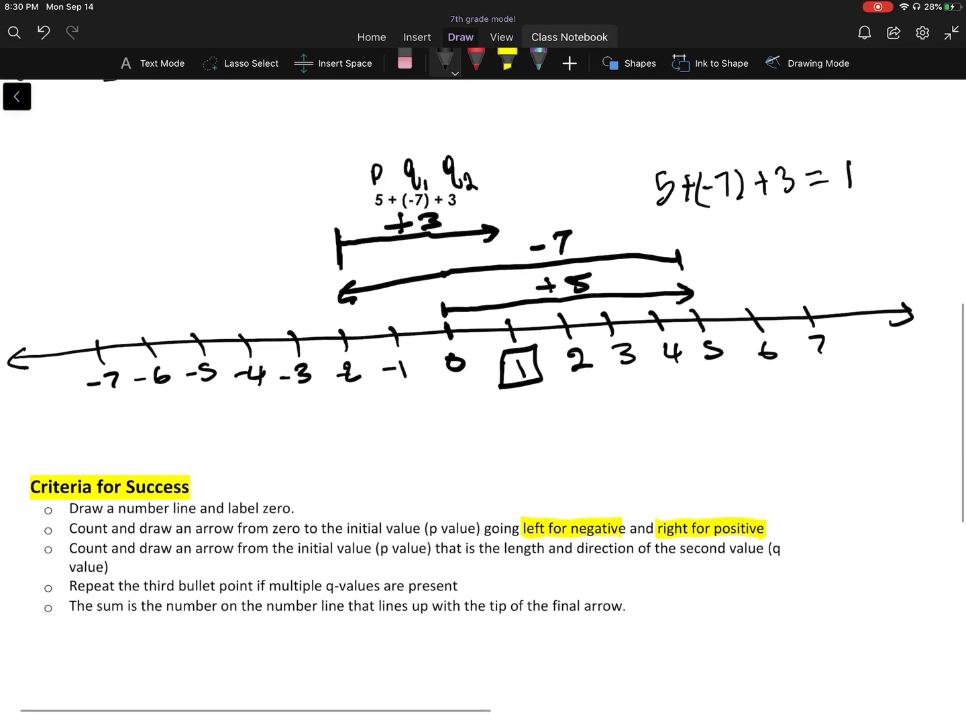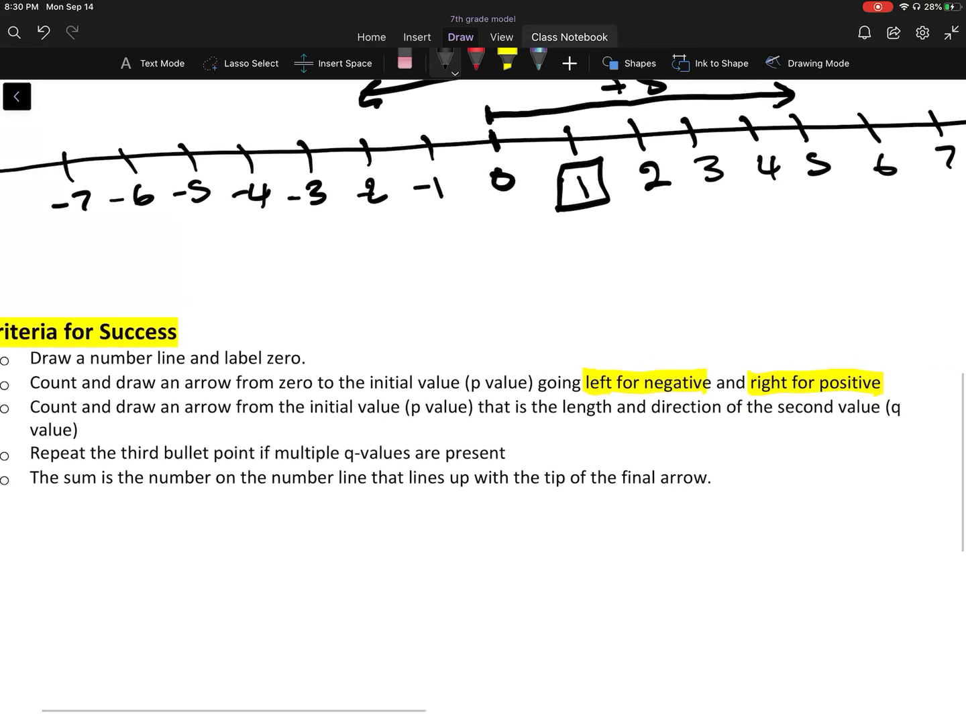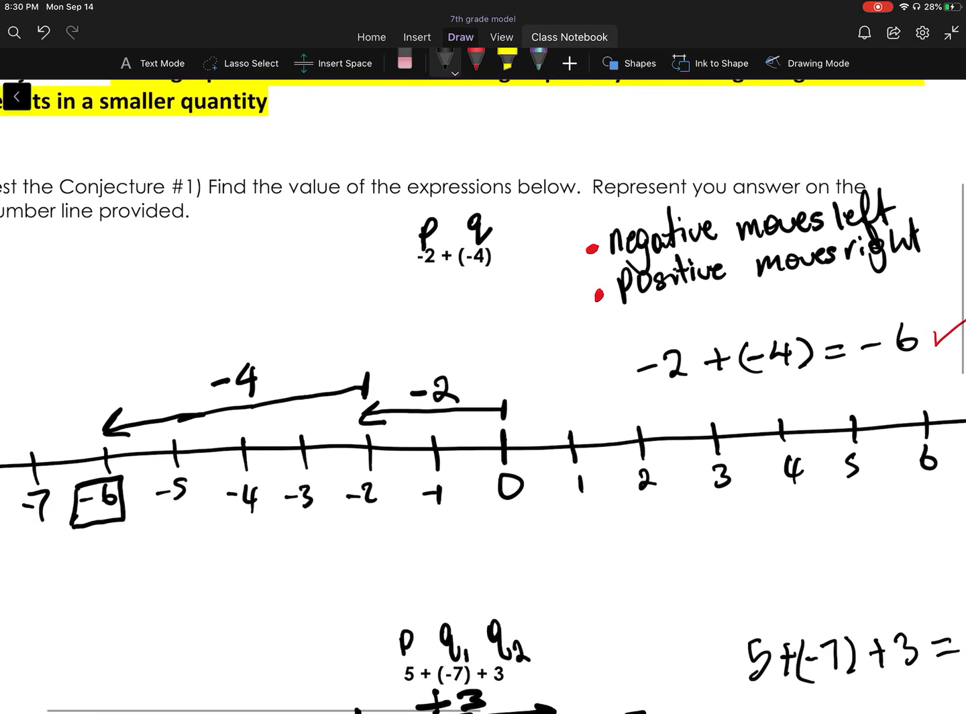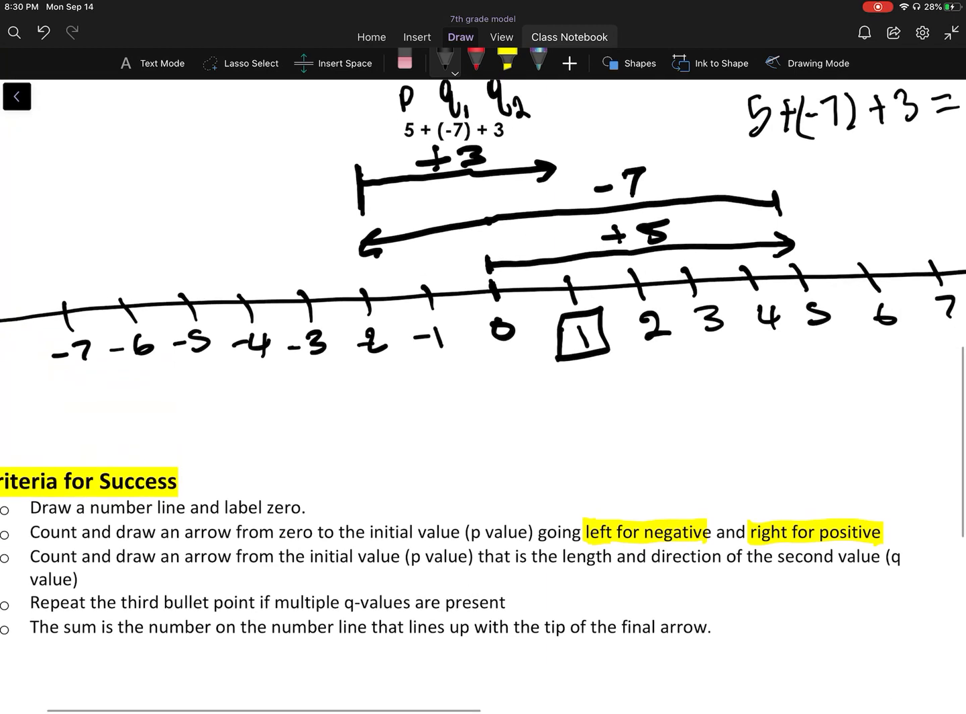So right here, I included the criteria for success. Okay? Draw a number line and label the 0. That's what I did first. Count and draw an arrow from 0 to the initial value P. Going, and that's where I highlighted, going left for negative and right for positive. So in the first one, it was negative. We went left first. In the second one, it was positive. That's why we went right to +5.